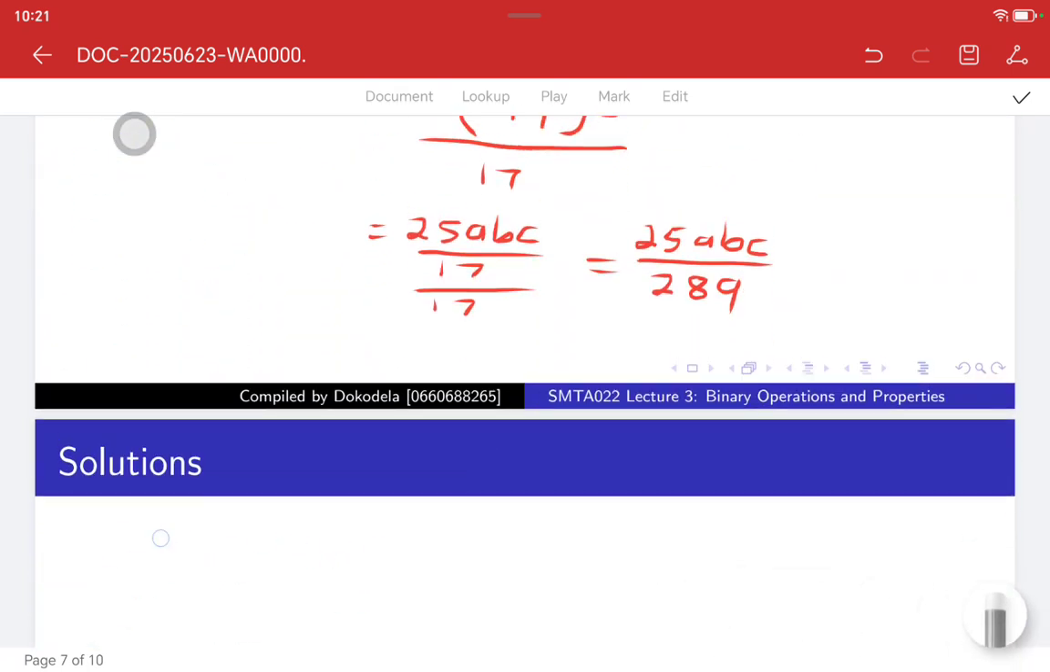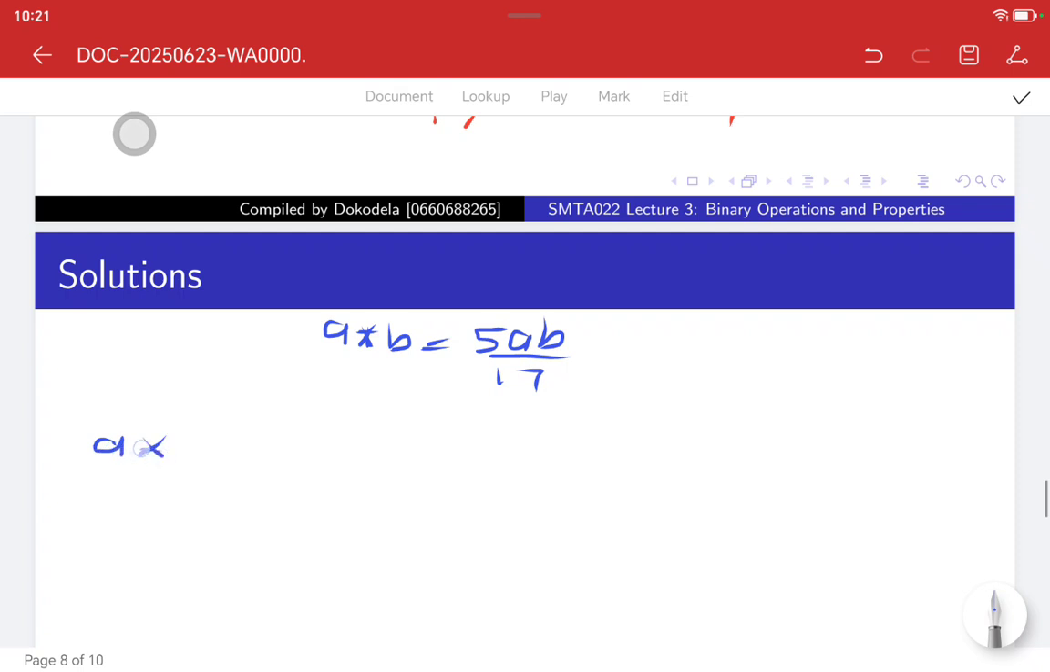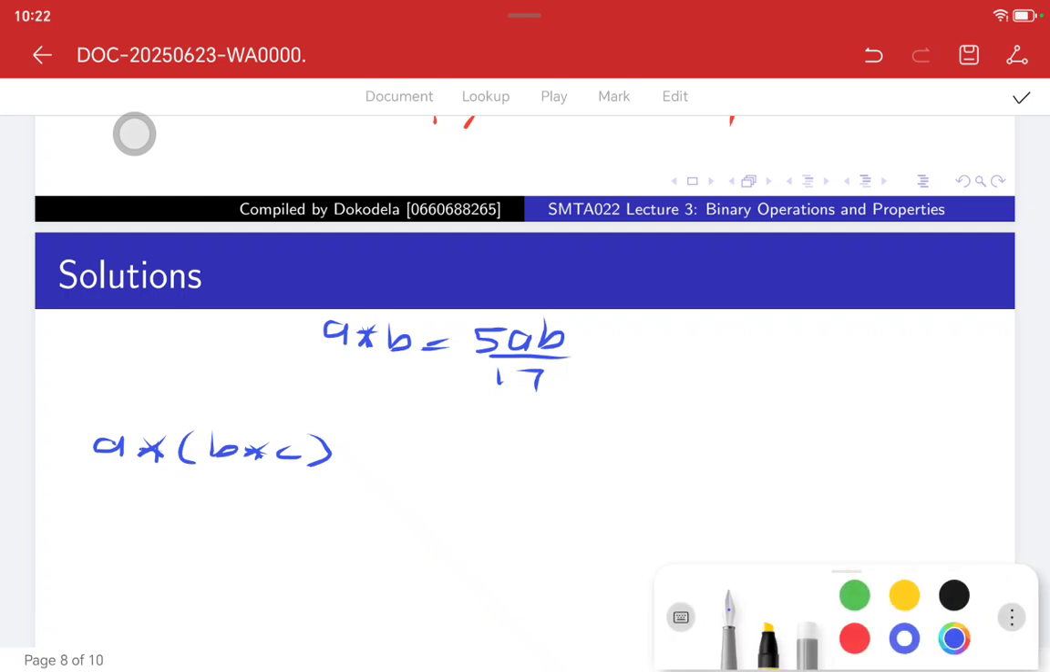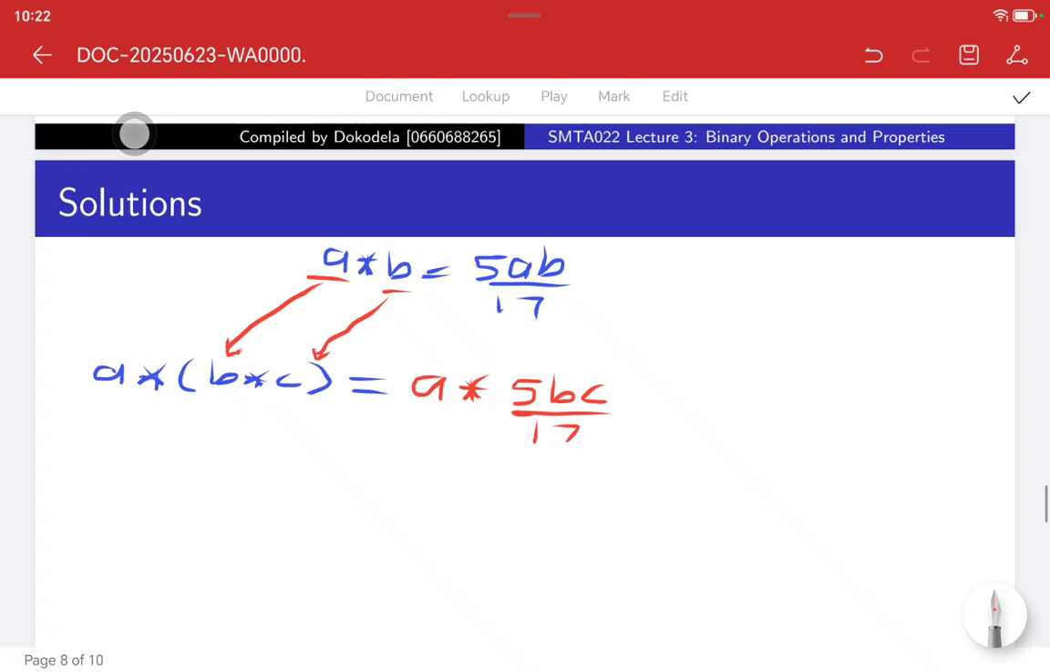So let me just do this. I'll write the definition first here. Definition says A star B is equal to 5AB over 17. And what we have here is A star B star C, right? What we see here is that A will map with B, B will map with C. So where we see A, we're going to plug B. Where we see B, we plug C. So this is going to be A star, then we have 5BC over 17.